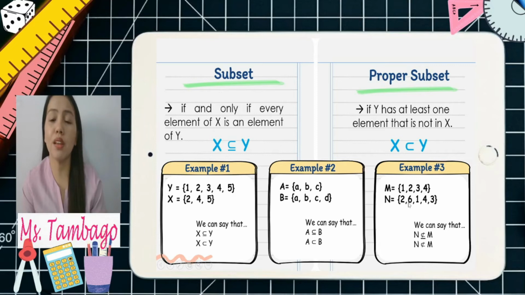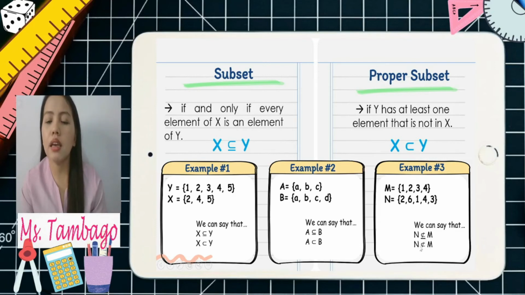No. And what is that element? So, 6. We have 6 as an element of set N. Meron tayong 6 kay N, pero hindi natin nakita kay set M. That's why set N is not a subset of set M.